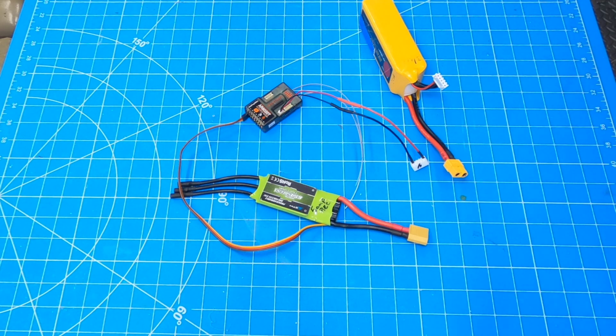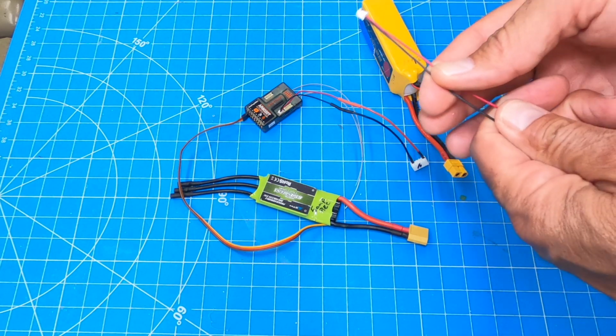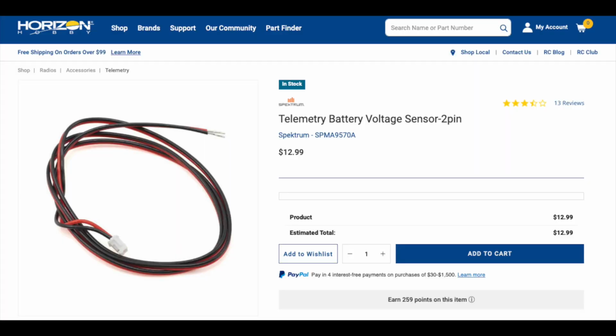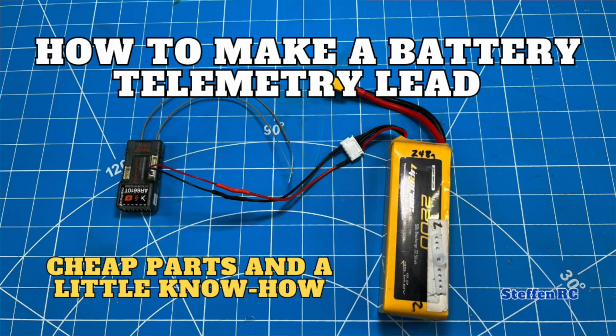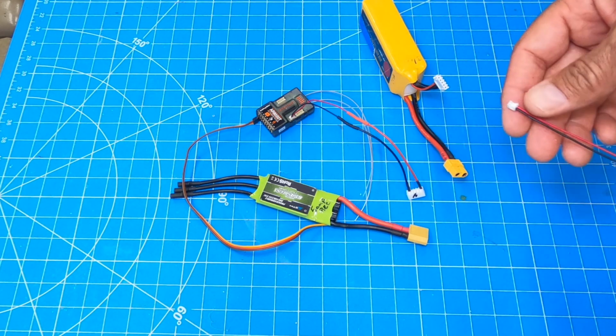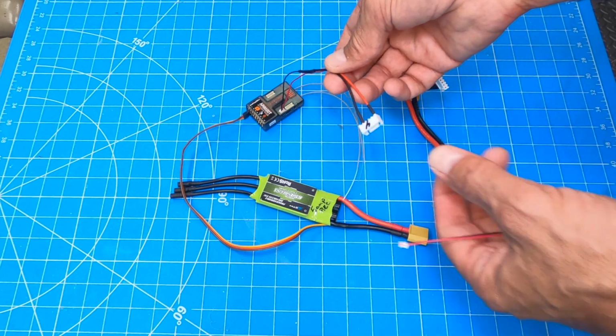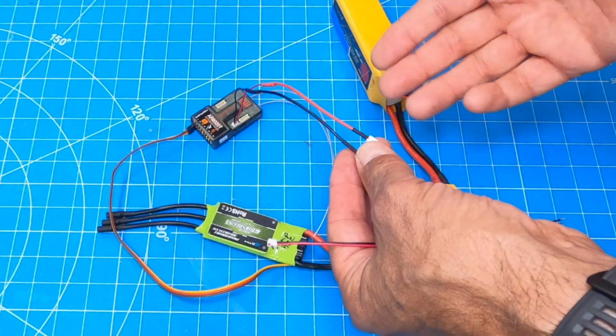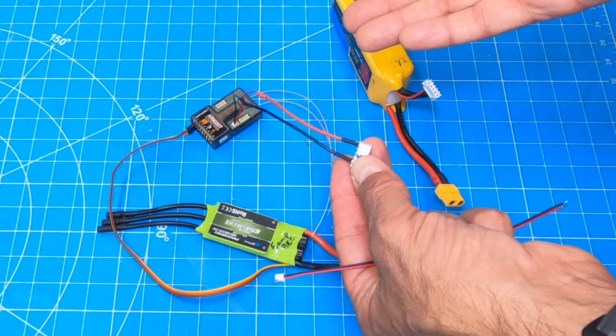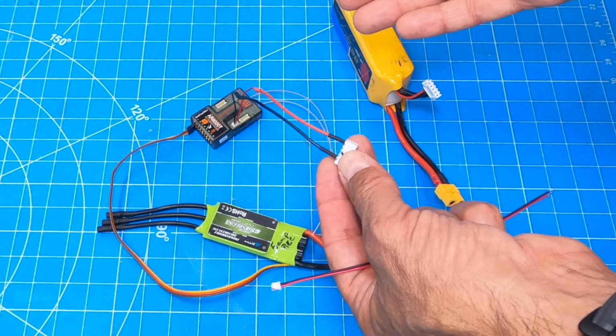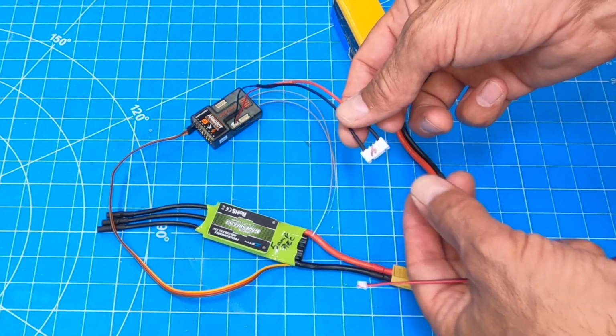Quick public service announcement on the telemetry lead, the voltage telemetry lead from Spektrum, and how to use this properly. I did a recent video where I talked about making a balance lead. There are other people on YouTube who have done this exact same thing, and I've used this. It works. I can get the telemetry I want with this system.